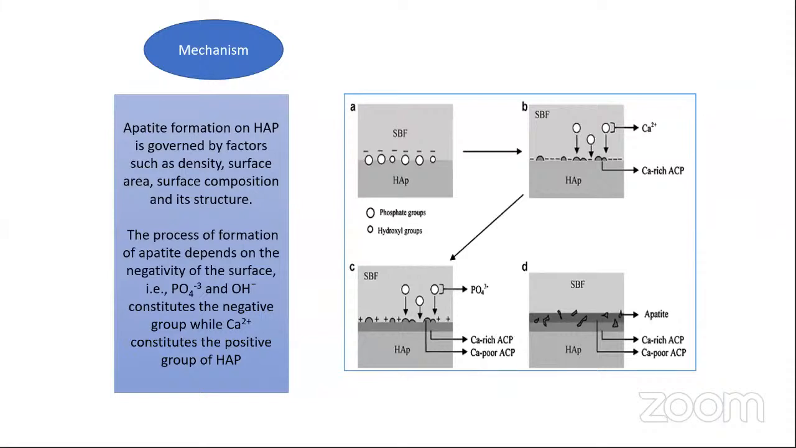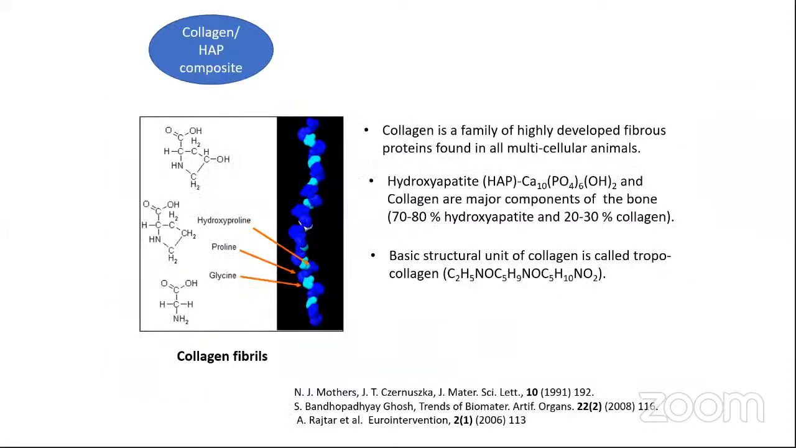So the negativity first attracts the calcium ions from the SBF or synthetic body fluid. Once it is covered with a positive ion, then it attracts the negative ion. And like that, the deposition is taking place one by one, and amorphous apatite is formed. So likewise, that regeneration of bone is taking place by using the minerals.